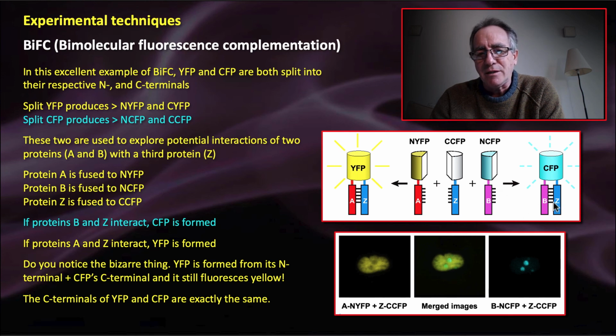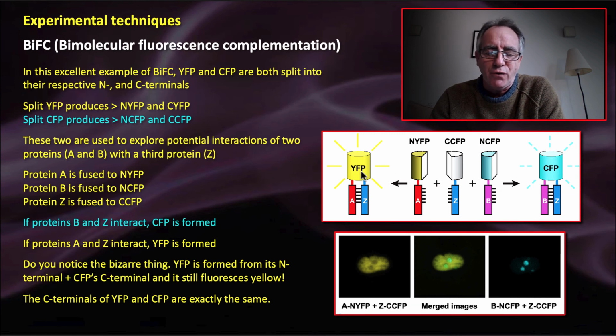So when B and Z interact, we're localized to these little dots within the nucleus. Those might be the nucleoli. And when A and Z interact, we're localized within the nucleoplasm outside of the nucleoli. So that's really, really interesting.